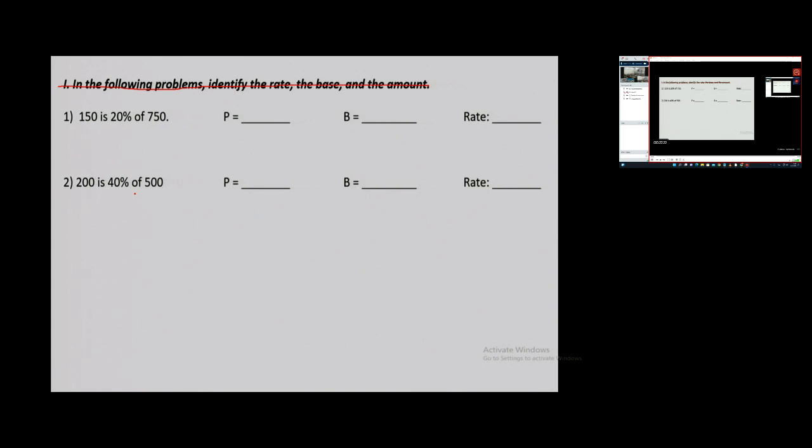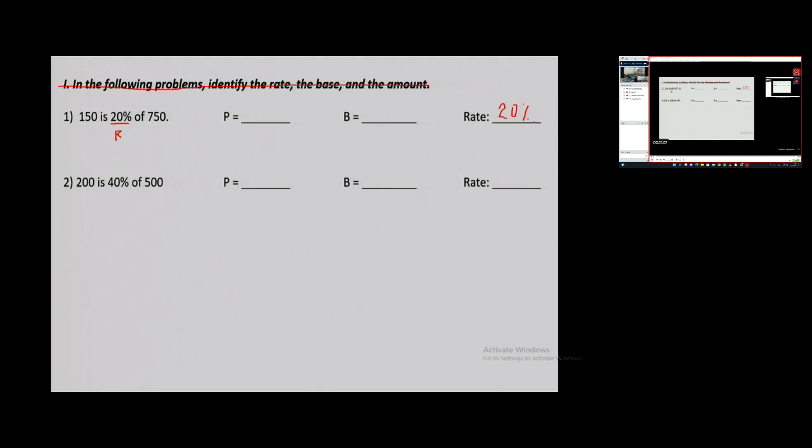Exchange notebooks. Okay, let's try to answer this one. Now, I've told you that in identifying percentage, base, and rate, try to identify the rate first. Now, what is the rate of this given statement? 150 is 20% of 750. Since this number is in percent form, 20%, this will be your rate. And so, your rate is 20%. Okay? No percent, wrong, okay?